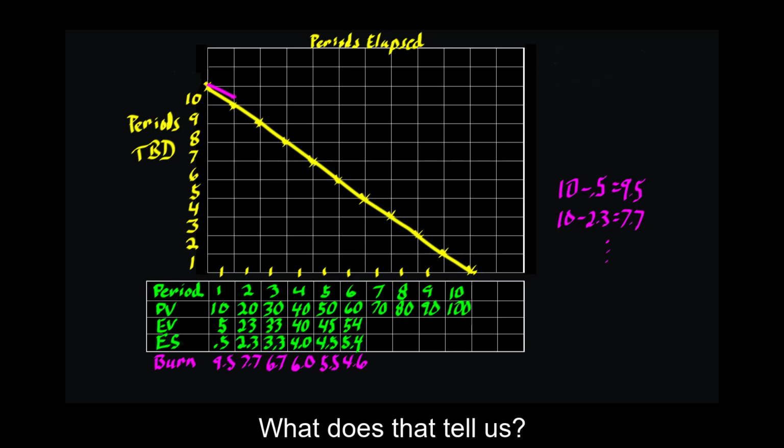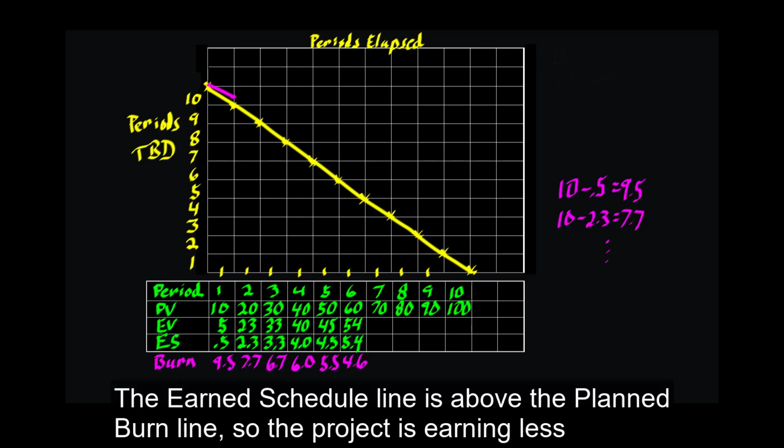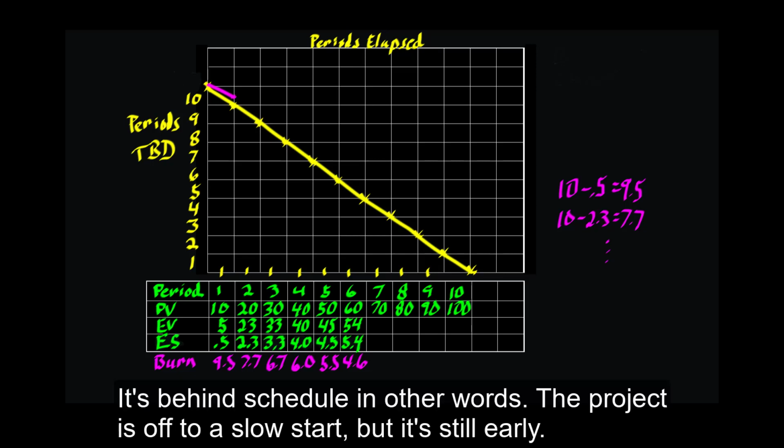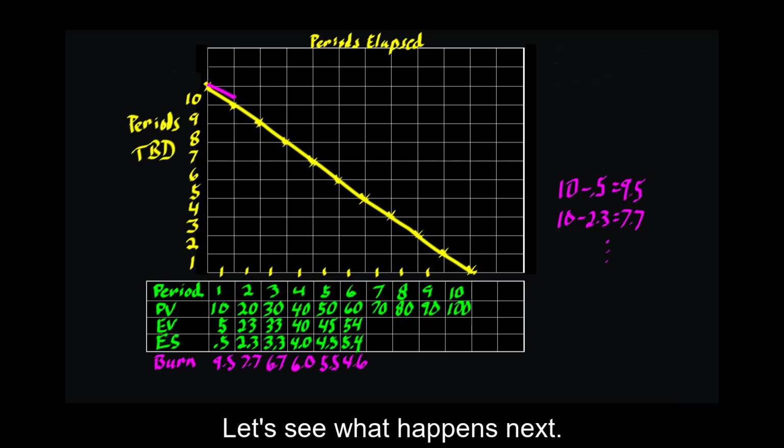What does that tell us? It's easy to understand. The earned schedule line is above the planned burn line, so the project is earning less time than planned. It's behind schedule, in other words. The project is off to a slow start, but it's still early. Let's see what happens next.